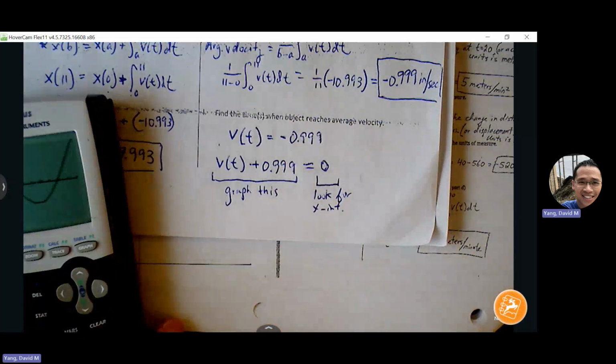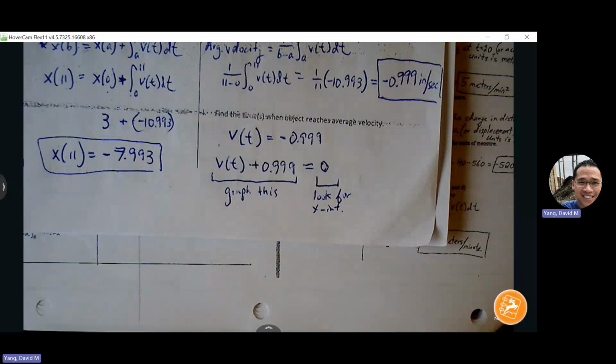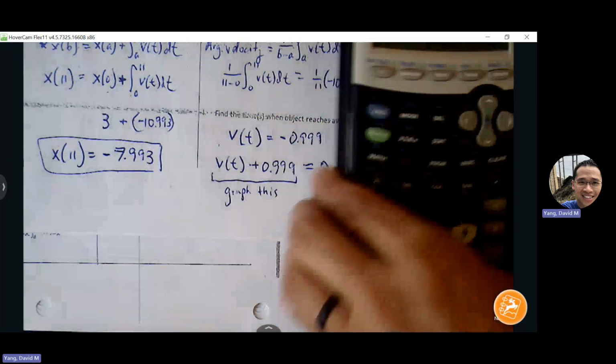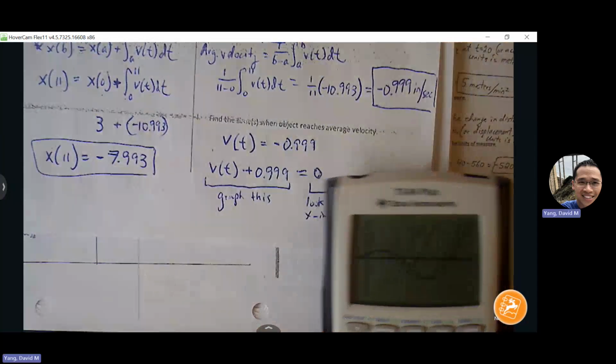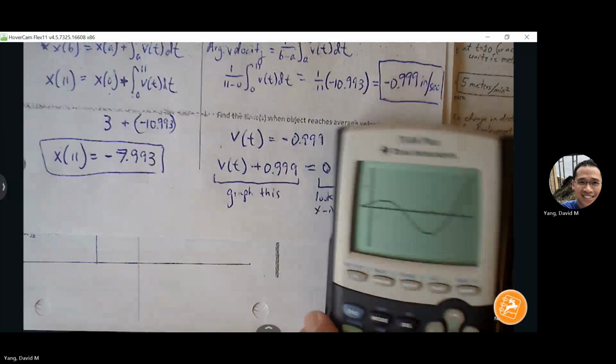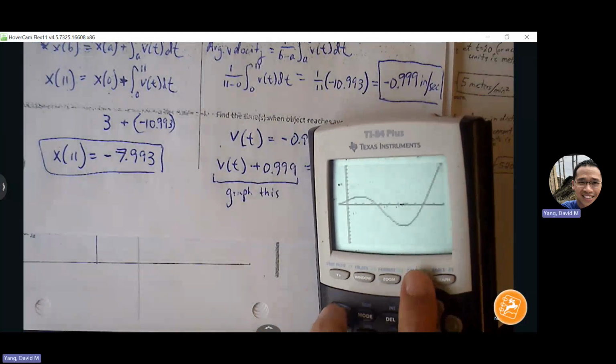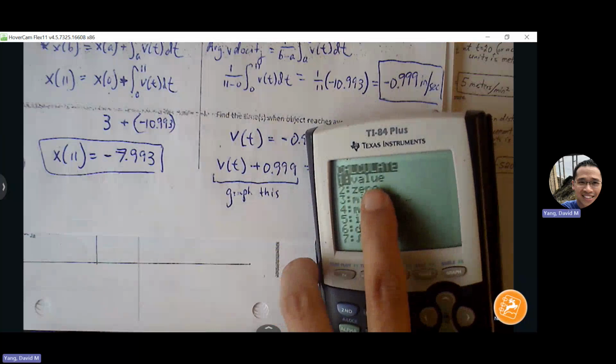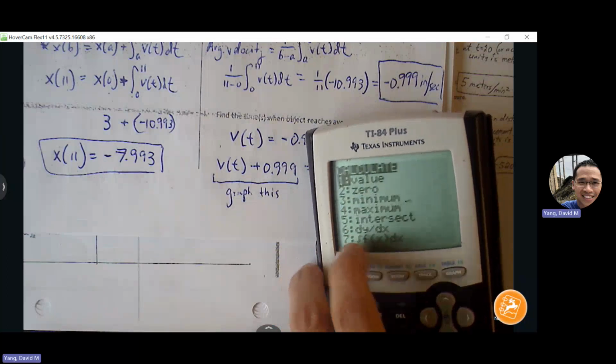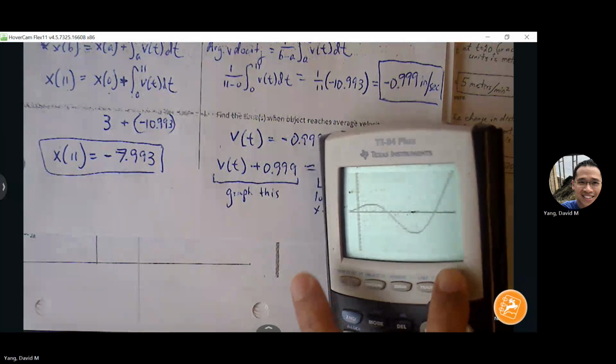I am subtracting it, but my average velocity is negative, so. Yes, but if this was positive, then it would end up being negative. And then from here, you can use second trace, value, oh sorry, zero, to help you find those x-intercepts on the graph.